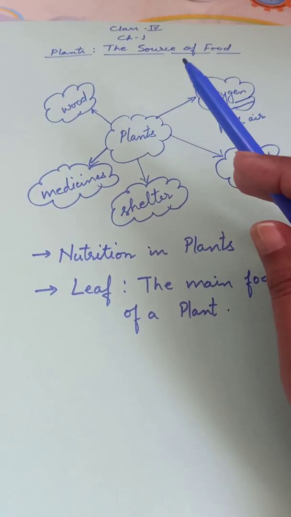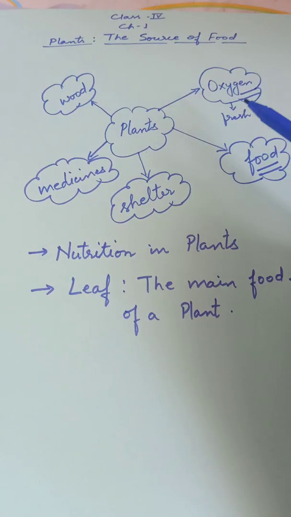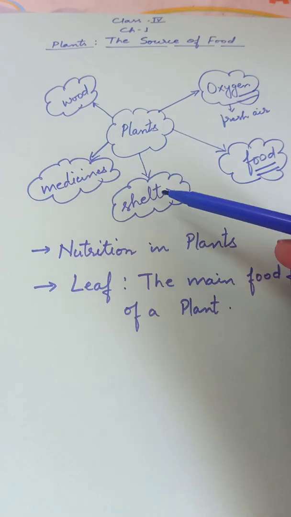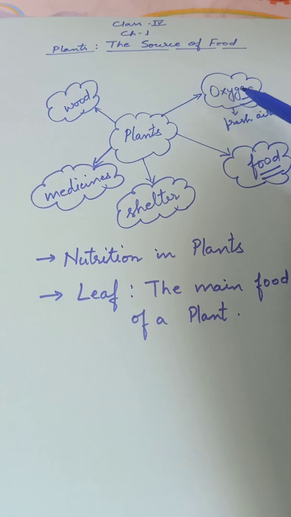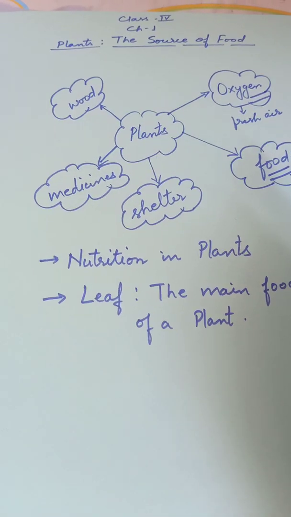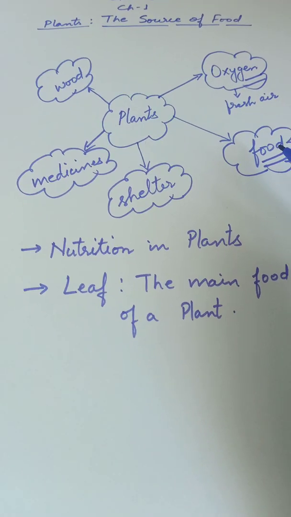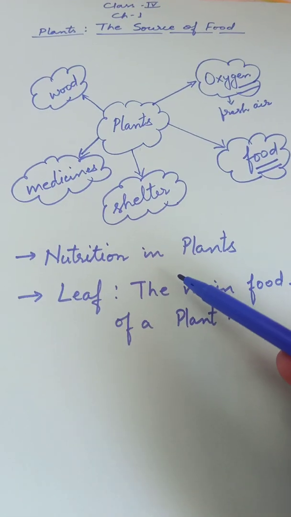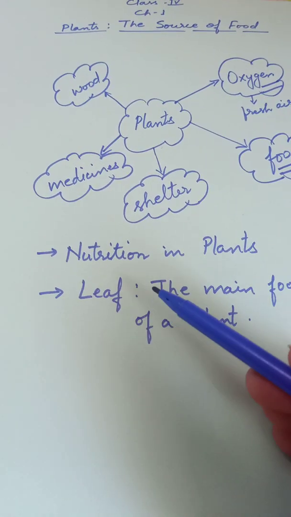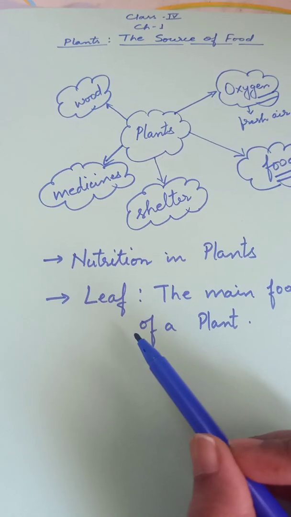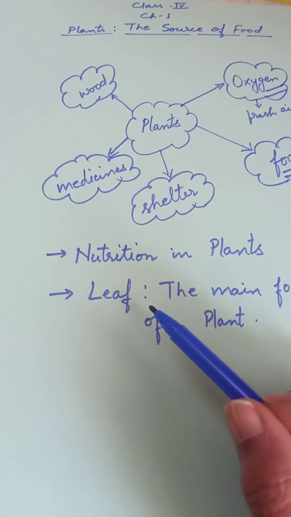Chapter 1 deals with plants, the source of food. Plants give us a number of things which include wood, medicines, shelter, oxygen and food. The most important parts are oxygen and food. So further coming up, we are going to know that yes, plants do give us food and oxygen, but how they themselves are getting nutrition or food and who is helping them in forming these things. So the food of the plant is formed in the leaves.